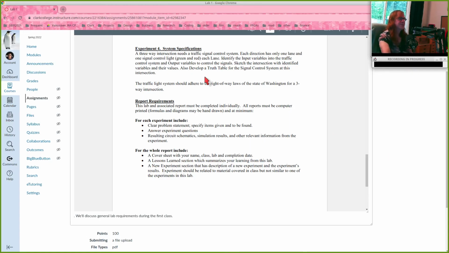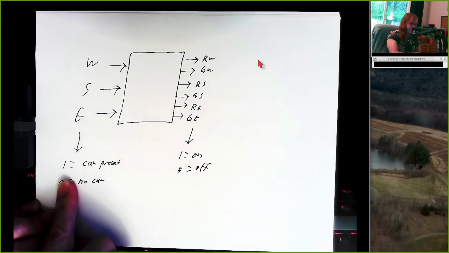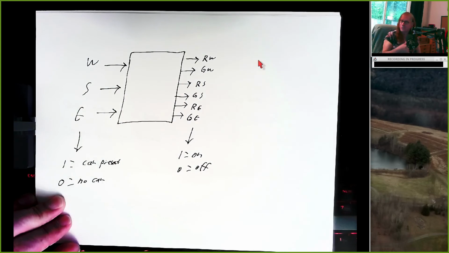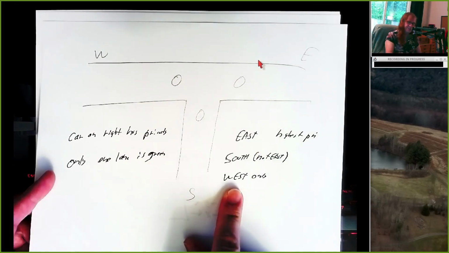All right. So what should you do for experiment 4? Draw a picture of the intersection, like we did already. Draw your system diagram, and specify somehow near your system diagram what the 1s and 0s mean for the inputs and the outputs. And then make a truth table. And design your truth table based on these priorities.